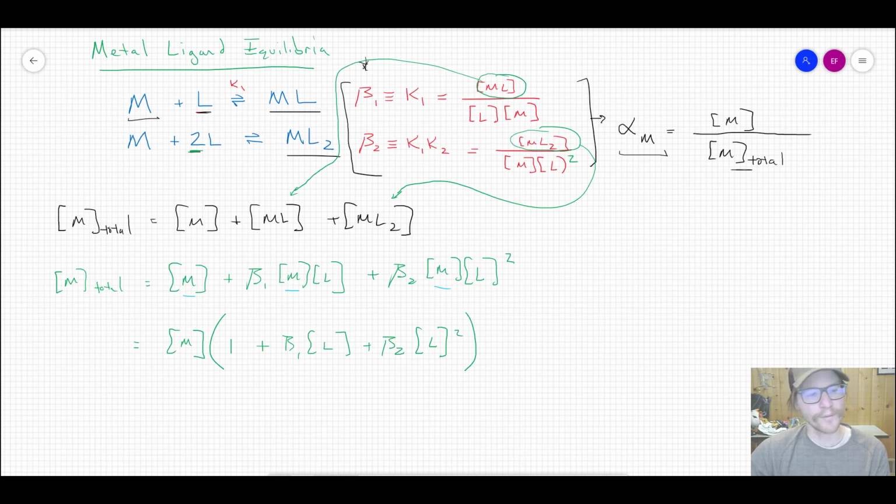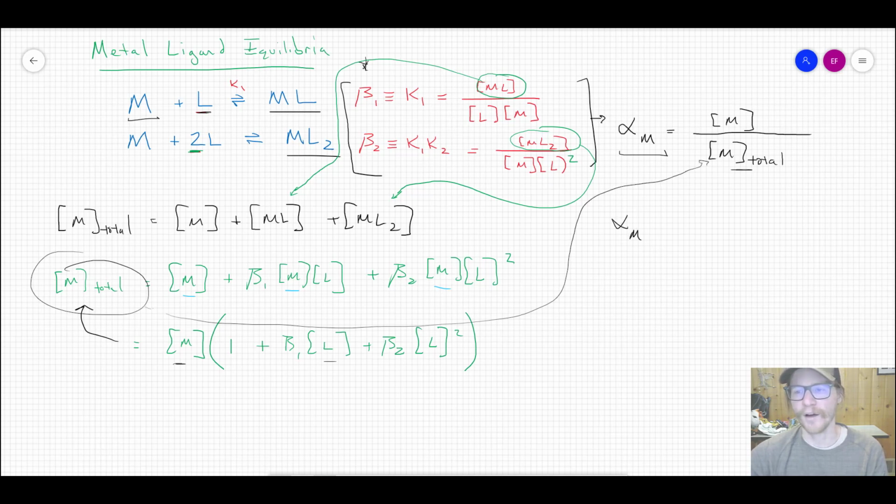So now, remember, all of this is still equal to the total concentration of M. We just changed the terms here so that they were in terms of the concentration of M and L in constants. So we're going to take this, because this is total, and we're going to resubstitute it in for our original alpha M. So alpha M now is equal to M over M parentheses 1 plus beta 1 L plus beta 2 L squared, close parentheses, and then you can see what's coming here.